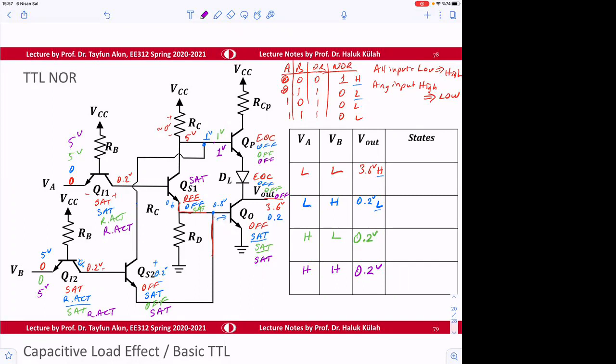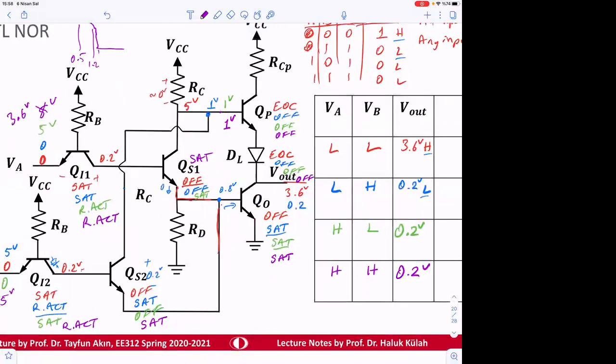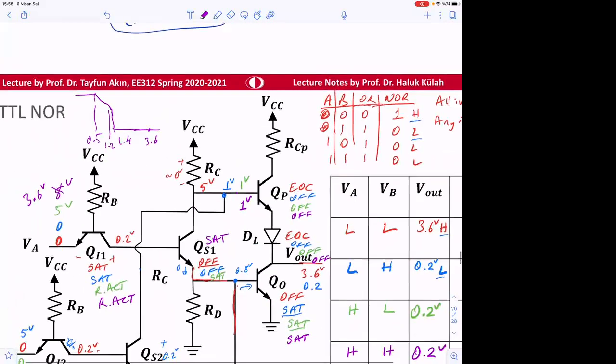No, not really. I mean, I could say here 3.6 volt because that will also be high. If you think about the voltage transfer function, it was coming like this, right? And it was coming like this, and then going like this. So this was 0.5, this was 1.2, and this was 1.4. So 3.6 here would be accepted as high, right? So this is 3.6 volts.